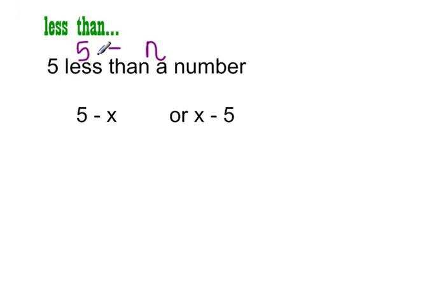So when I look at this, I think that this is how I should write this, just like this, 5 minus x. Now, I'm going to write something else instead. I'm going to write this with an actual number. If I asked you, what is 5 less than 20?